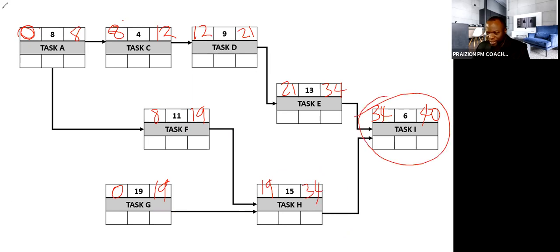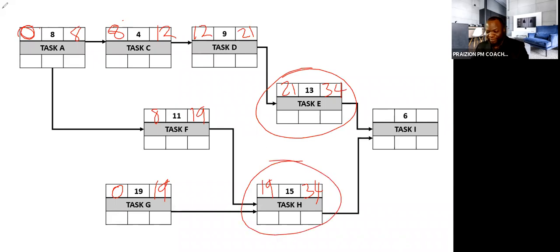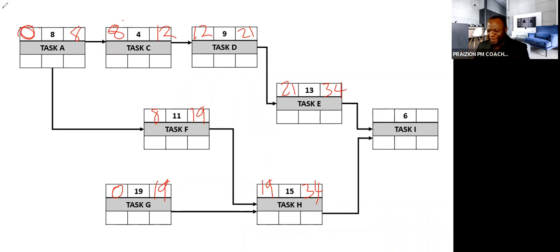Oh, I shouldn't have even done this. That was bad. You see how I made that error? I wasn't looking. I just took it for granted because I knew the answer. I should not have done task I yet. I should have waited till I had done both E and H. I knew the answer and I was just trying to get to the answer. So that's not very good. Learn from my mistakes. Task I can only be done when you have done E and H. All right, so let's put the 34 in now.